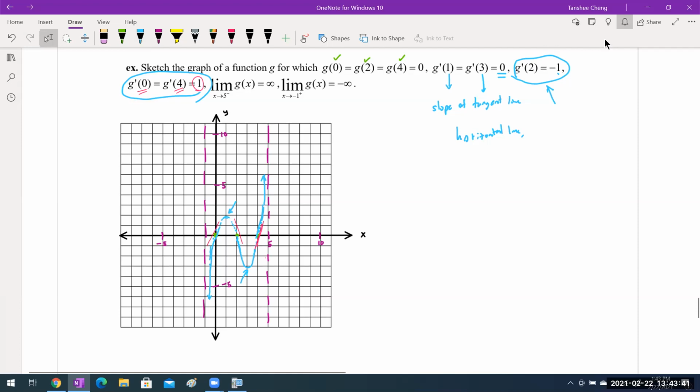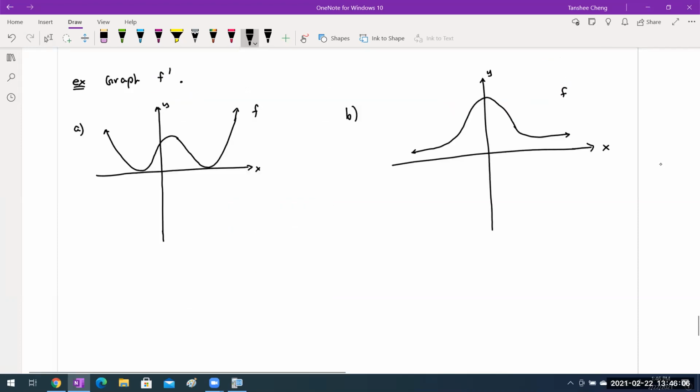And let's take a look at more of these, a little bit more of these. Let's take a look at these two. So it's giving you the functions f, and we want to graph the derivative of the functions. You can do it on the same graph, but I would like to show it to you this way, so that it's a little bit better.